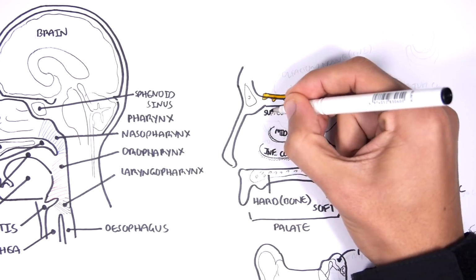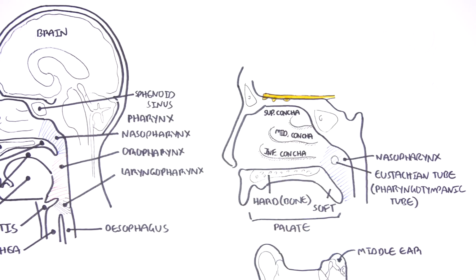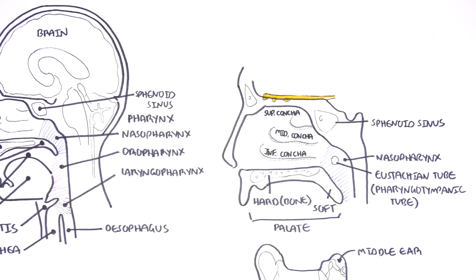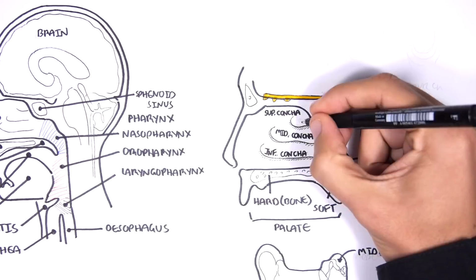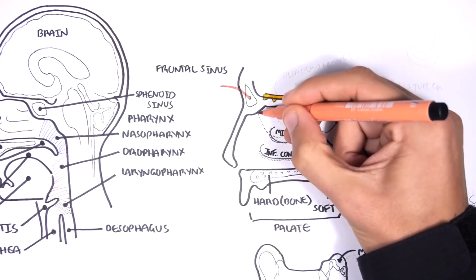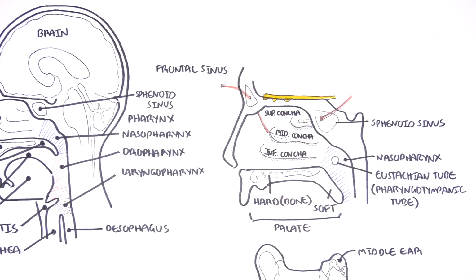Now, behind each respective concha, you have the nasal meatus. Some of the sinuses drain into the meatus. This really tells us that the sinuses and the nasal cavity are joined together as well. So for example, the sphenoid sinus drains into the superior meatus behind the superior concha. The frontal sinus drains into the middle meatus. We can't look at the other sinuses from this angle because it's too hard.